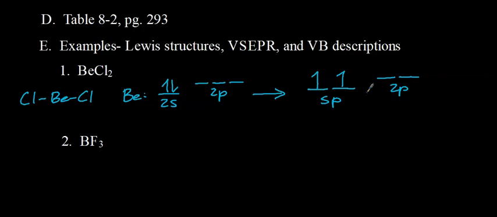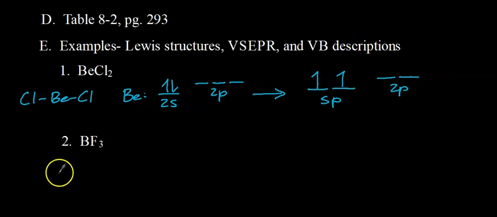Now, another question, why is BeCl2 linear? It is linear because the beryllium is sp hybridized, and those hybrid orbitals are 180 degrees apart from one another, giving us the linear structure of BeCl2.